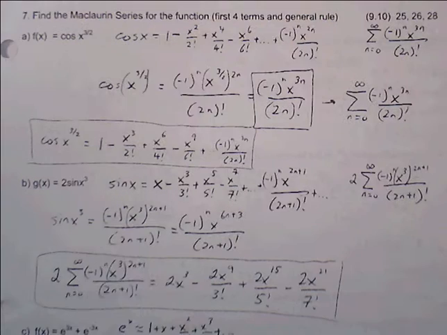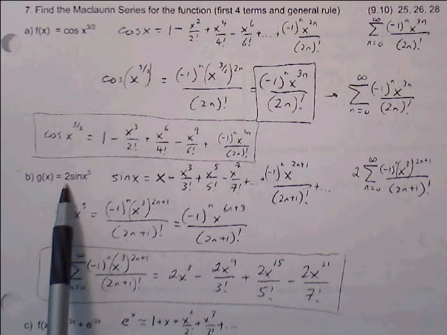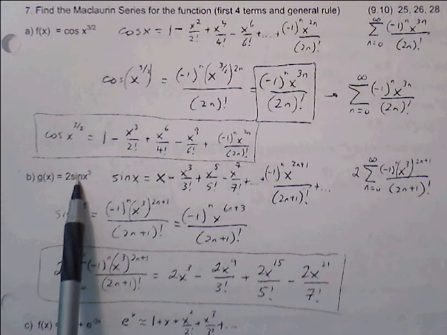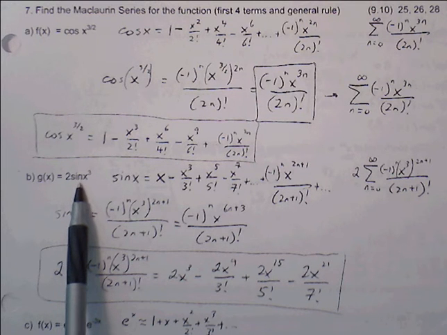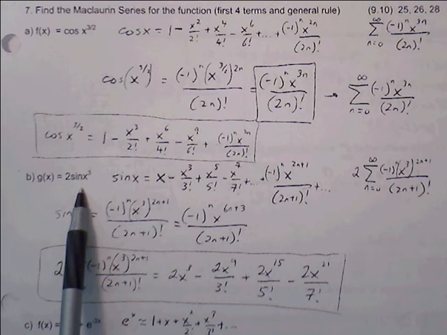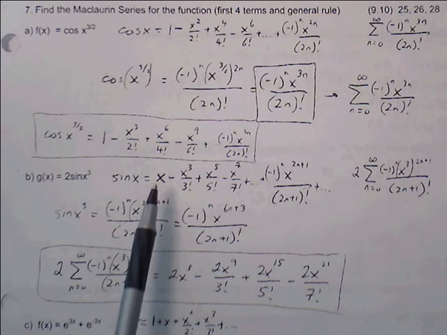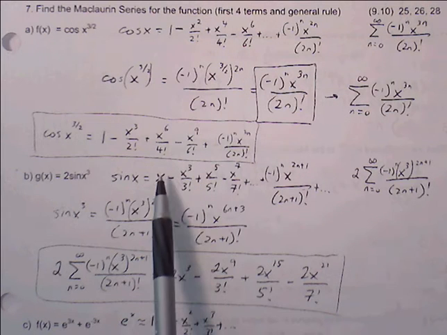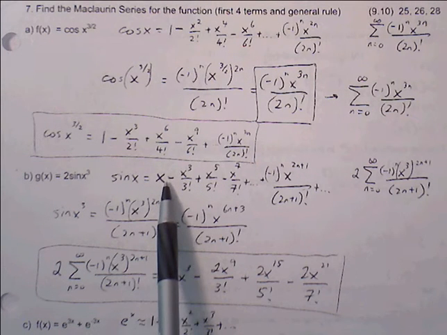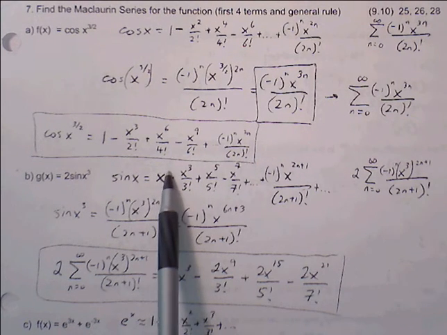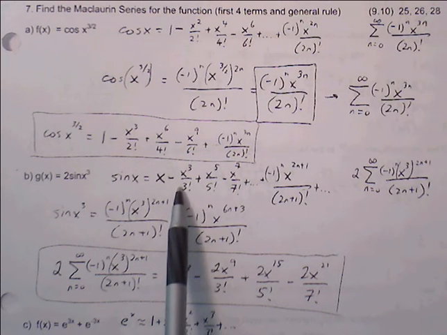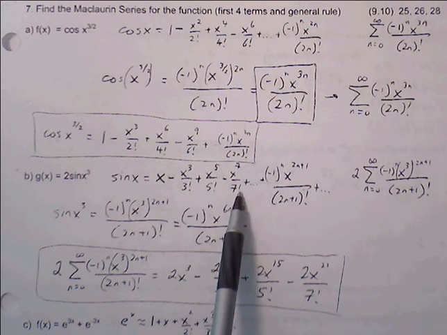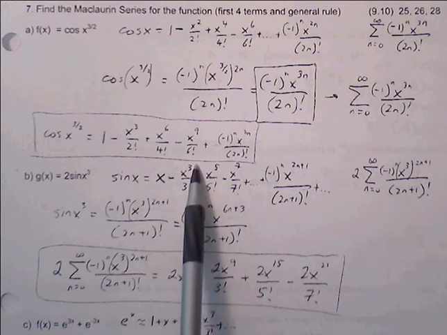Okay, part B, we have 2 sine of x cubed. So again, we're going to identify the parent Maclaurin series, which is sine of x. The pattern for sine of x is going to be odd exponent powers. So first power, third, fifth, seventh, and then the denominator factorial will match the exponent up top.